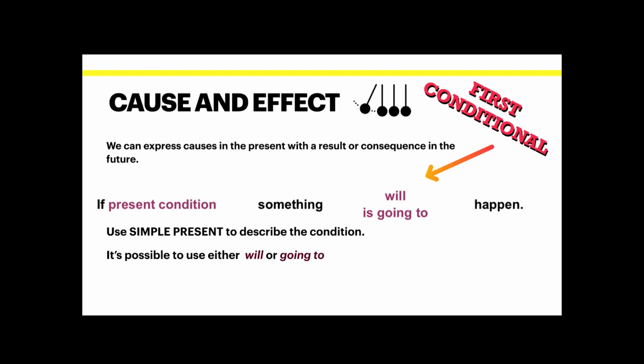In English, we can express causes in the present with a possible result or consequence in the future. This is called first conditional, and it is given by a present condition, and then you mention the possible result by using will or going to. Pay attention to the structure.